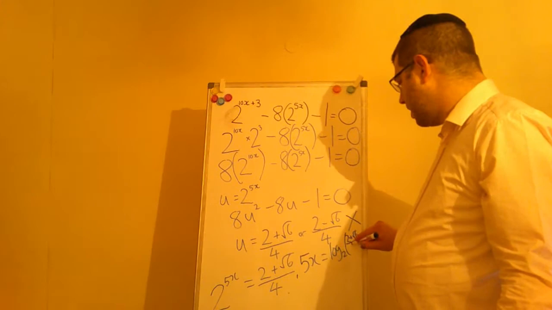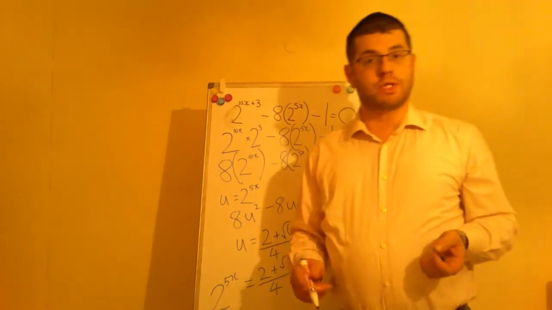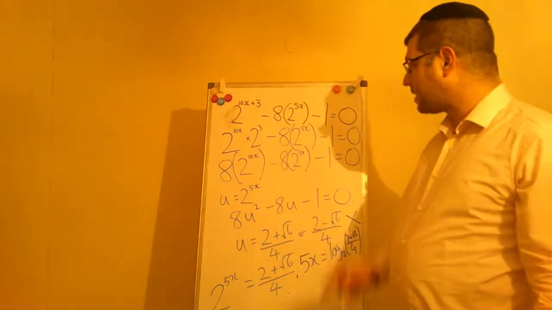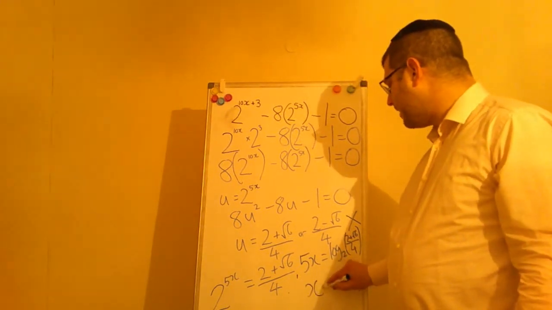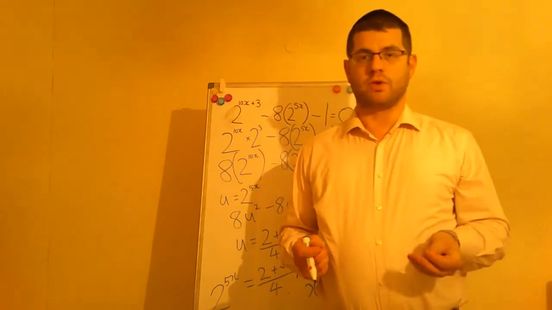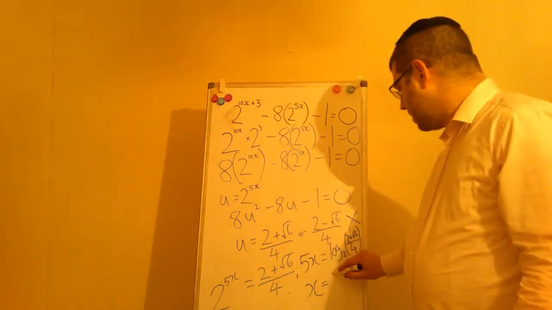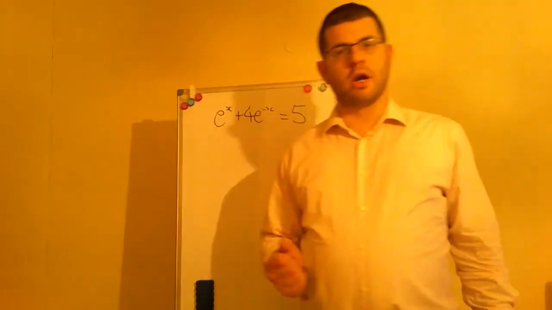2 plus root 6 over 4. Be careful, log base 2 of 2 plus root 6 over 4, that's not the final answer. That's 5x. I'm looking for x. So then you have to divide that by 5 and leave the answer to a suitable level of accuracy. They would probably specify in the question.